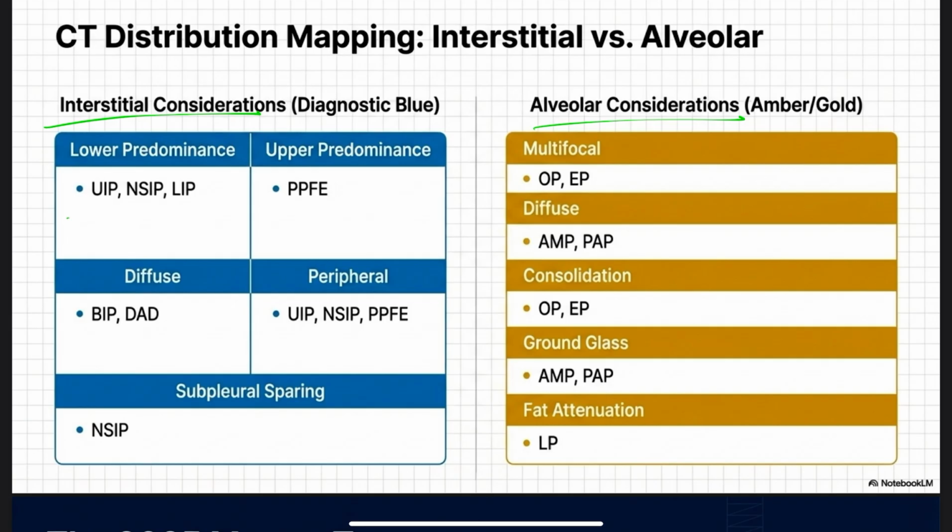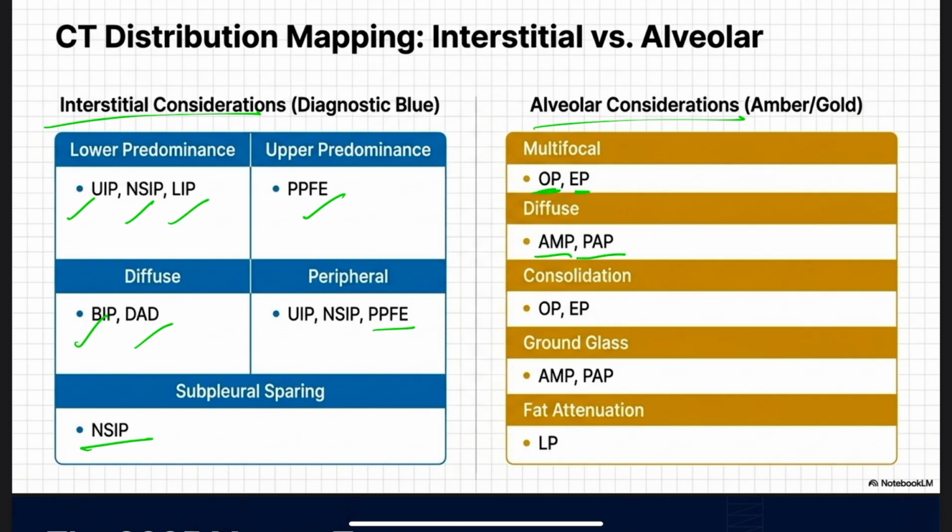Lower predominance is seen in UIP, NSIP, LIP, and upper predominance in pleuroparenchymal fibroelastosis. And diffuse is BIP and DAD, that is diffuse alveolar damage, previously known as AIP. Peripheral is UIP, NSIP, PPFE, and NSIP can be subpleural sparing. Alveolar consideration is multifocal in organizing pneumonia and eosinophilic pneumonia. Diffuse in AMP, that is alveolar macrophagic pneumonitis, the new name given for DIP.